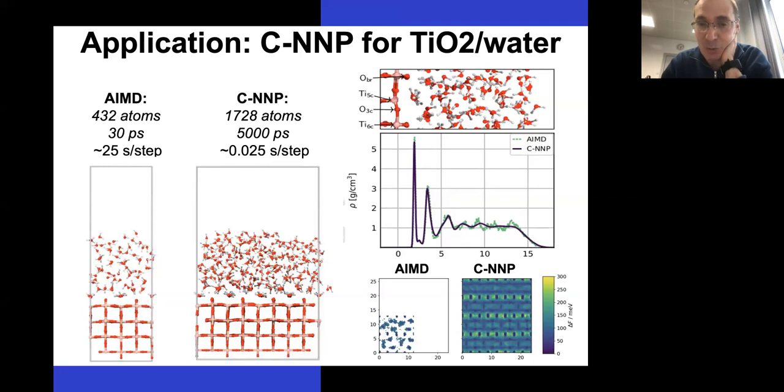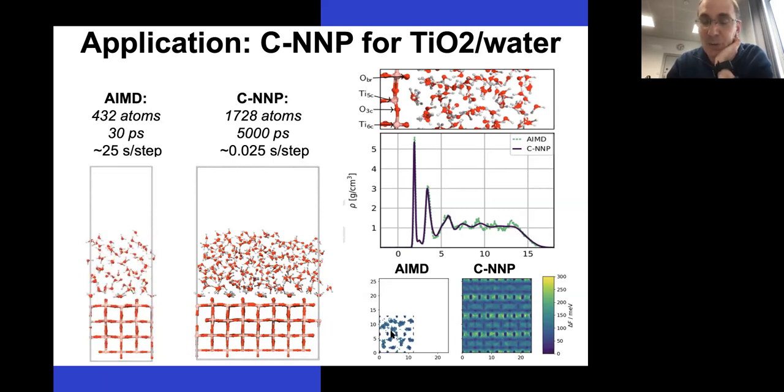But the key way of demonstrating the value of having these larger simulations over longer trajectories is this plot on the bottom right here. This is a plot of the free energy surface that the water molecules feel in the contact layer. Here's a plot of the density of the molecules in the system as a function of height. And what we find is we have a well-defined contact layer of molecules that are bonded to the surface.